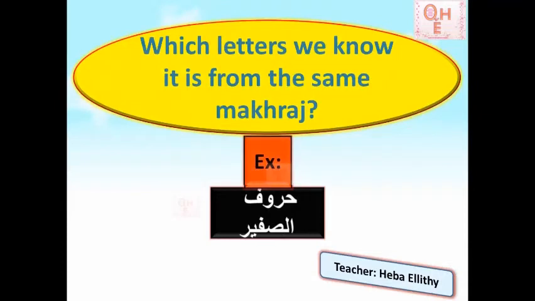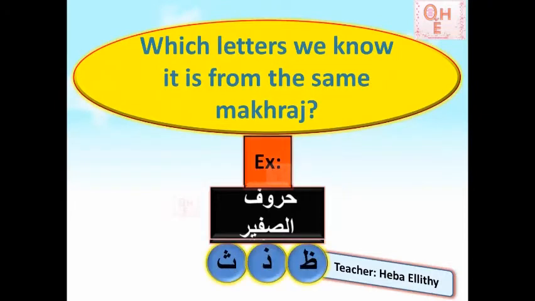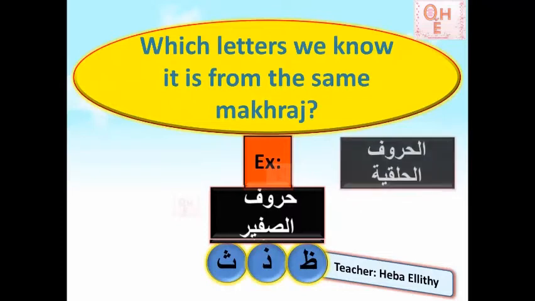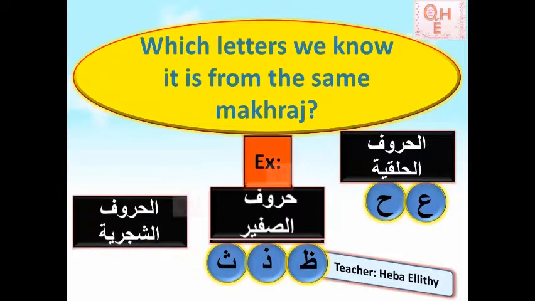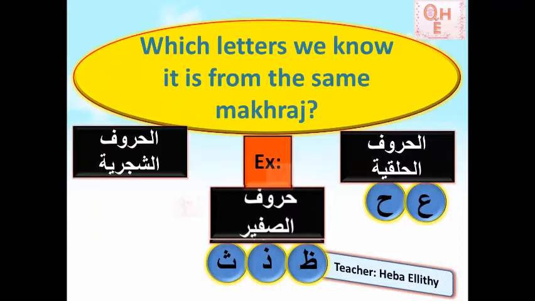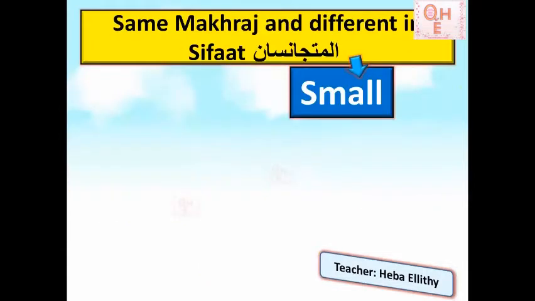Or it might be الحروف اللثوية like ضا ذال and ثا. Or it might be الحروف الحلقية, for example عين and ها, or غين and خا, or همزة and ها. It might be الحروف الشجرية, which is, who remembers? Good job, شين جيم and يا. So all these letters come from the same articulation point, but they are different in the صفات.